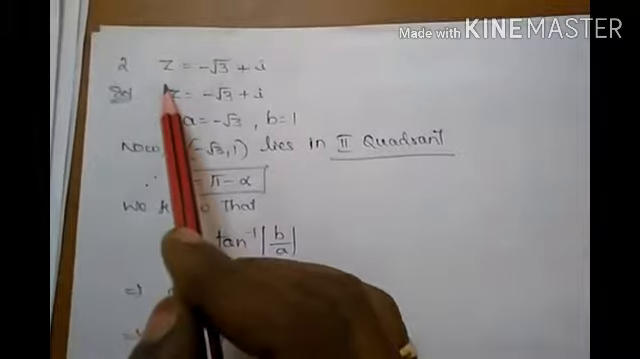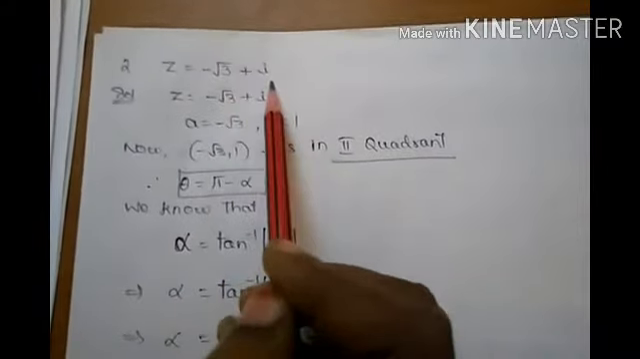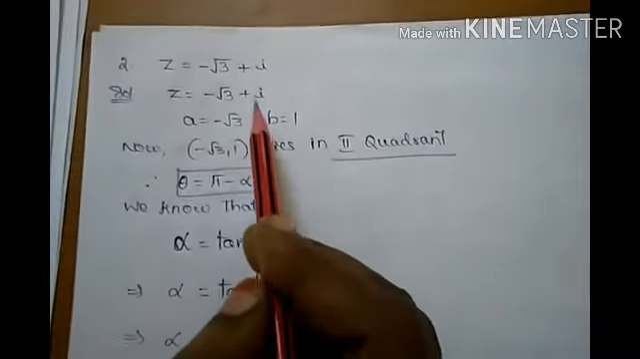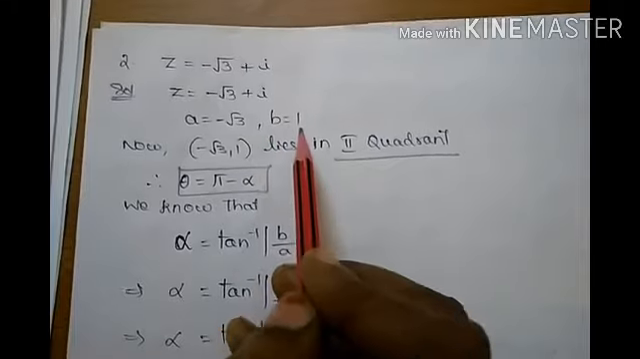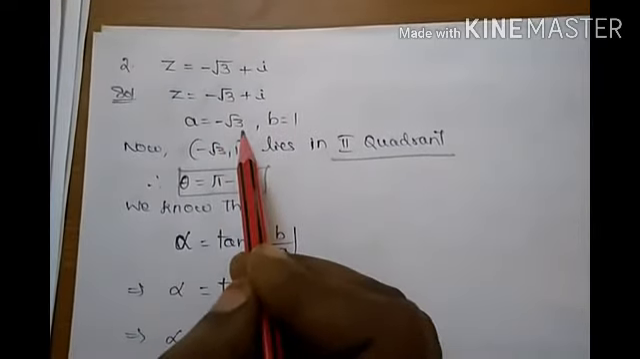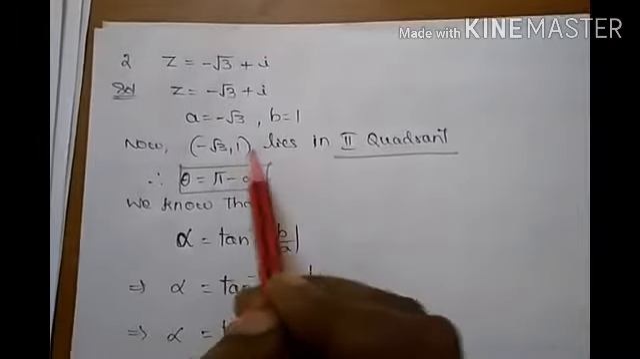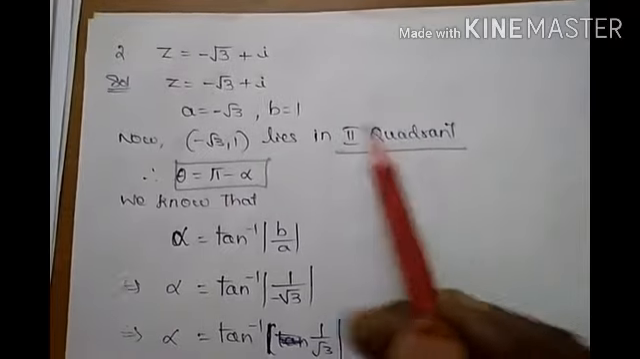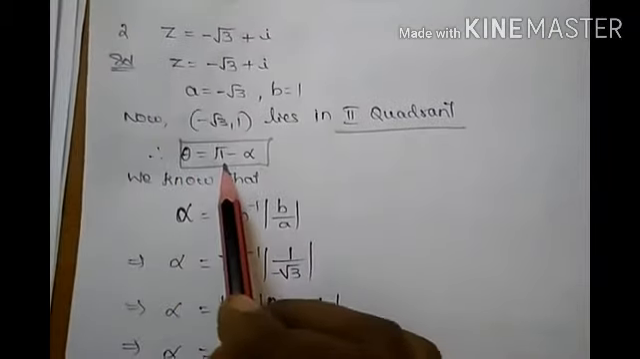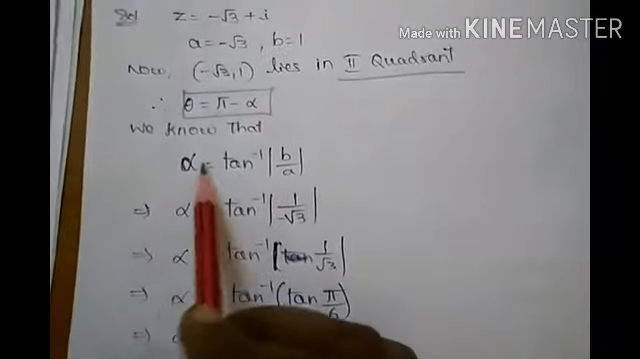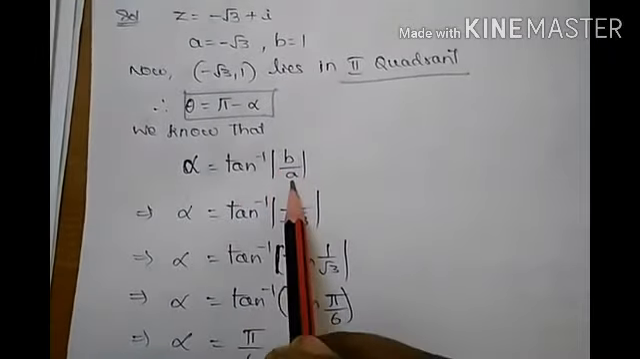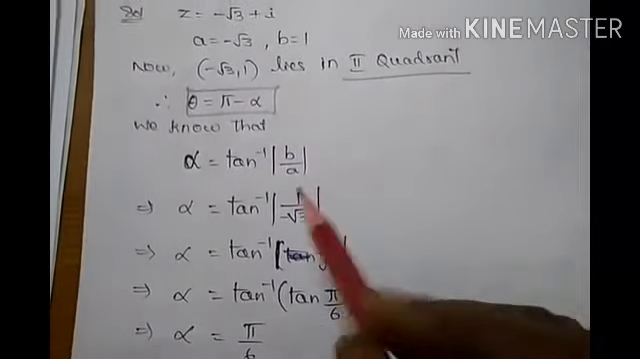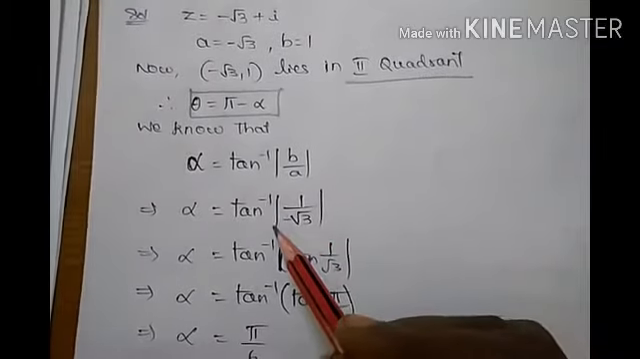Let us take the second example, z equal to minus root 3 plus i. Here, the real part is negative and the imaginary part is positive. So a equal to minus root 3 and b equal to 1. Since the real part is negative and the imaginary part is positive, this point minus root 3 comma 1 lies in the second quadrant. In the second quadrant, we know that argument theta equal to pi minus alpha, and alpha equal to tan inverse of modulus b by a. Here b is equal to 1 and a equal to minus root 3. And modulus makes a negative value positive.